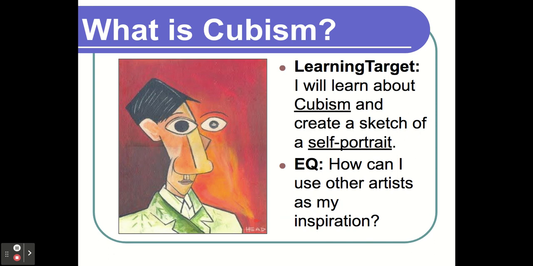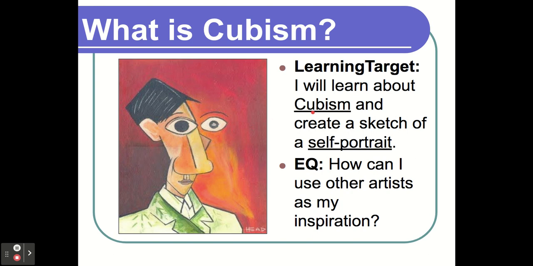So take a look at this self-portrait. Do you think the artist was trying to make this picture look like he really looked? Is it in a realistic style? That gives us our first clue about Cubism. Cubism is not going to be a realistic art style. It is going to be an abstract style. So even though we can tell that this is a person, it does not look like a real person.